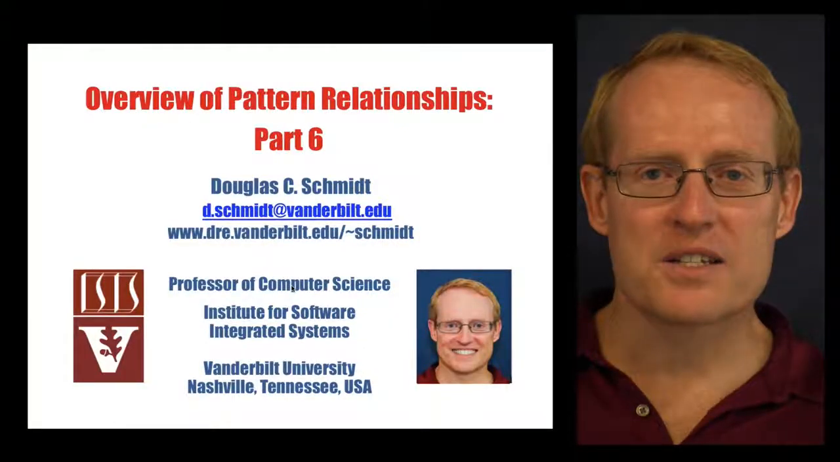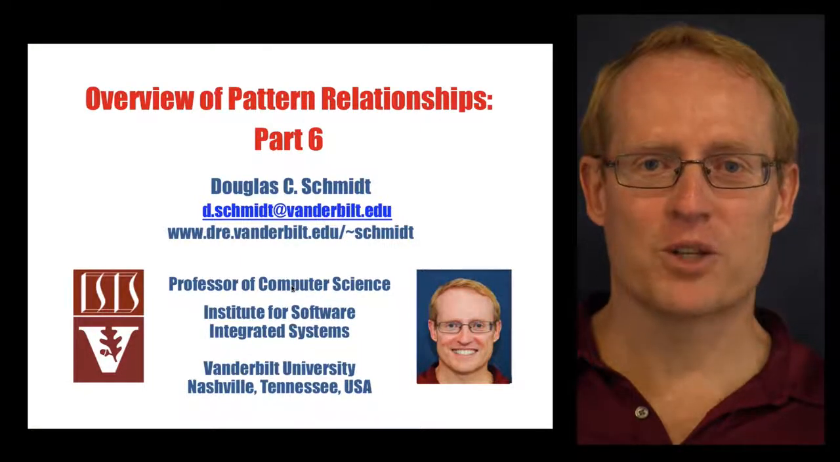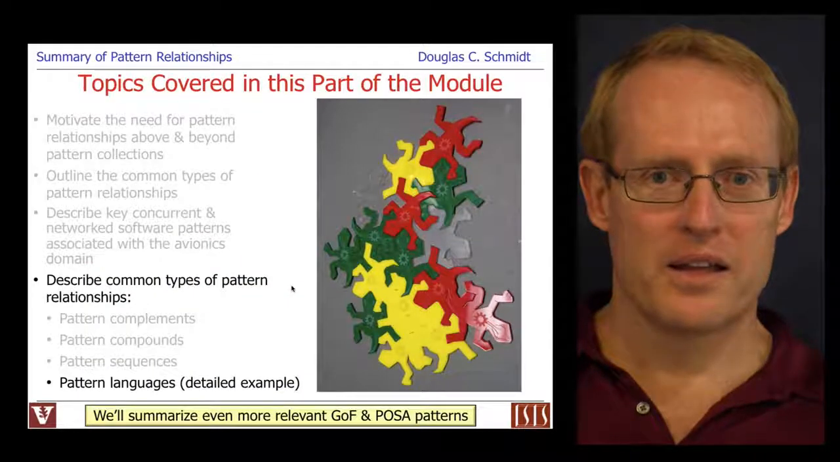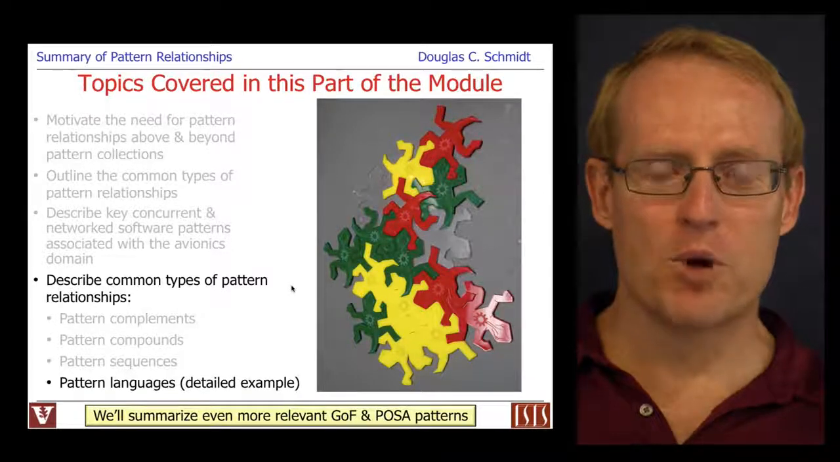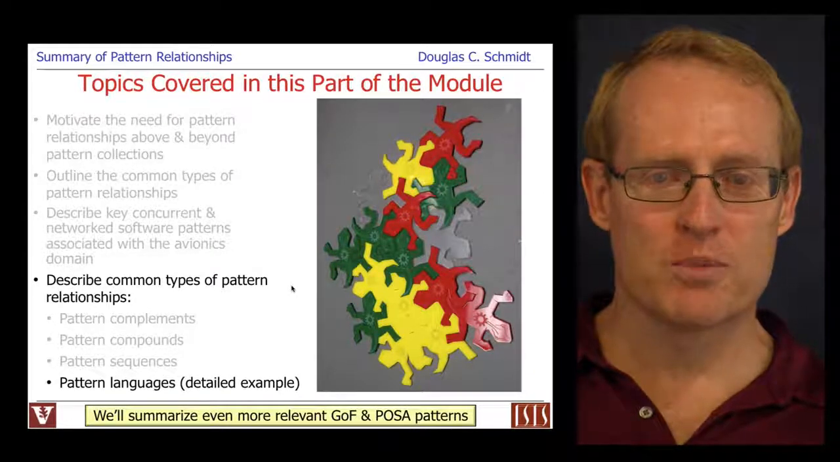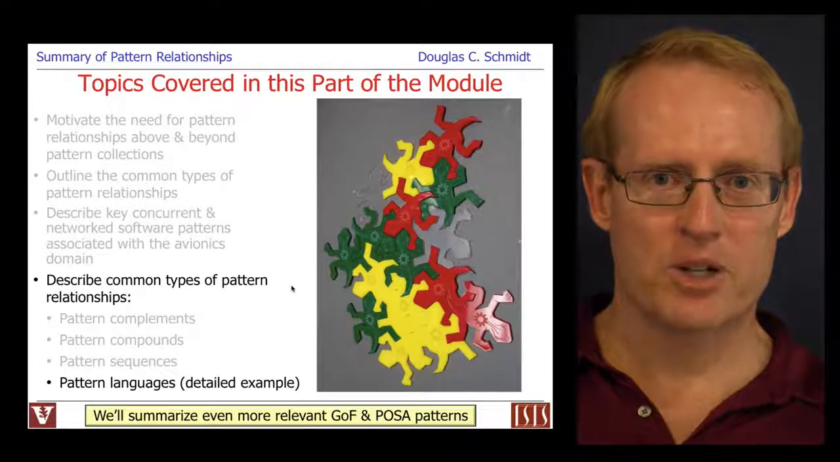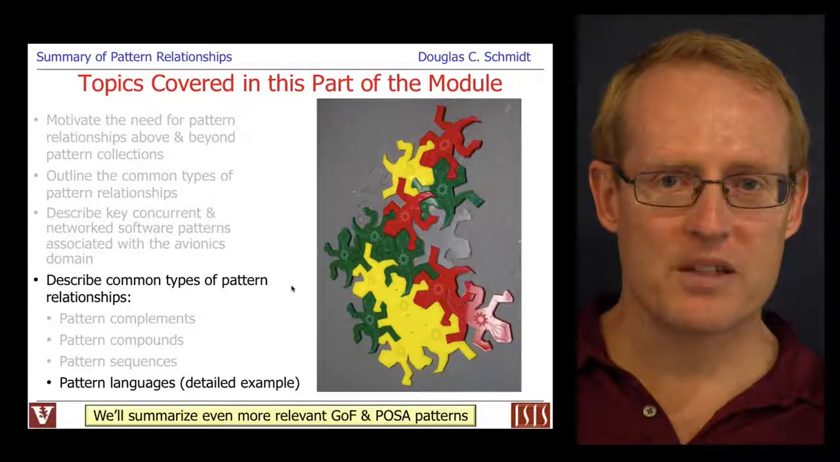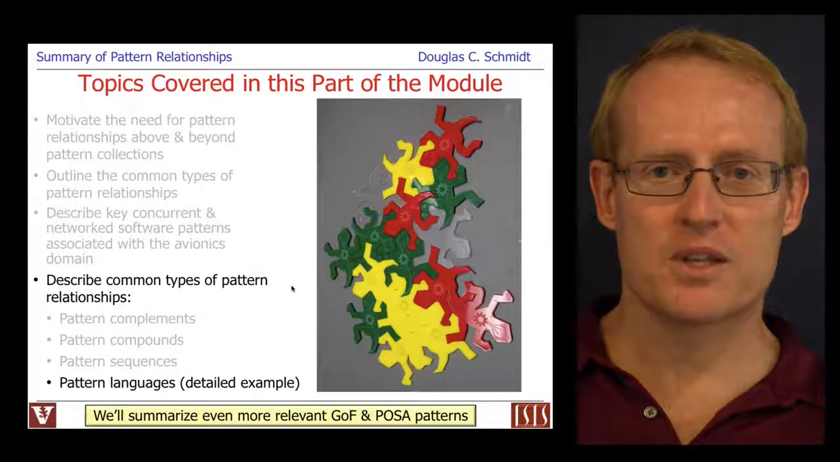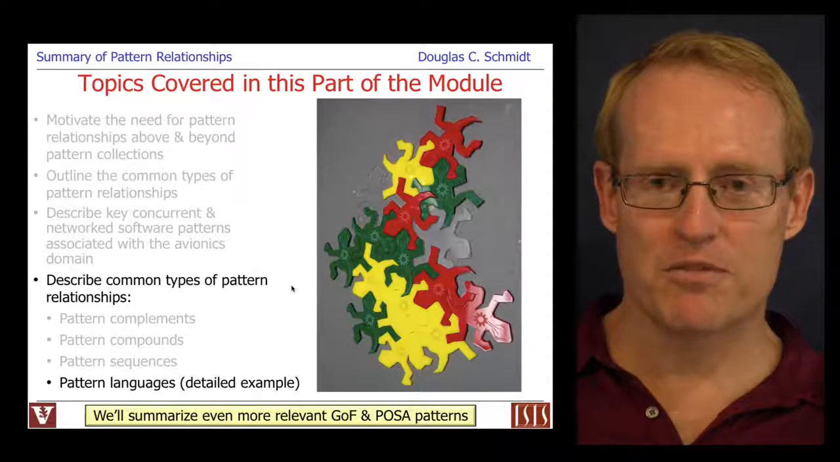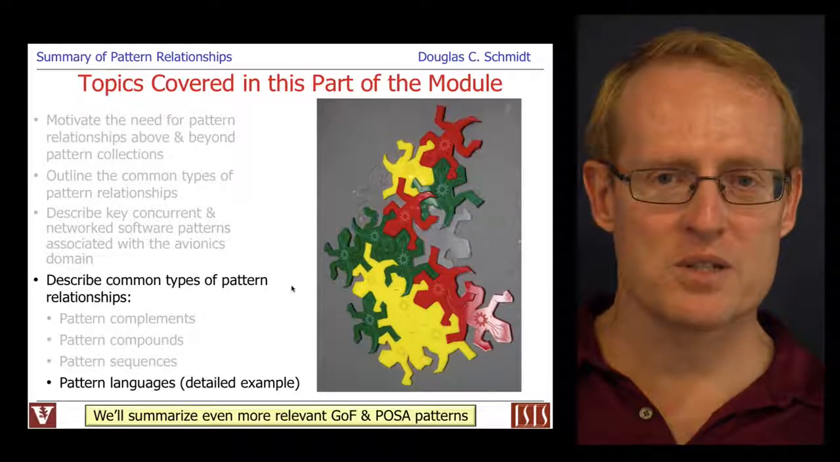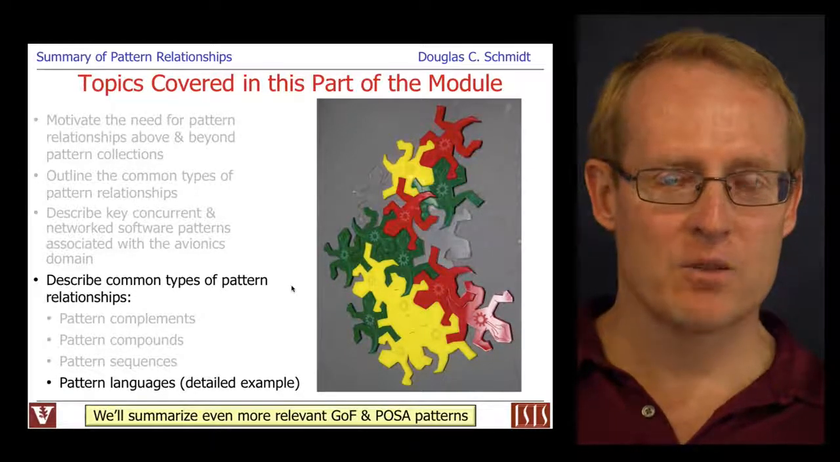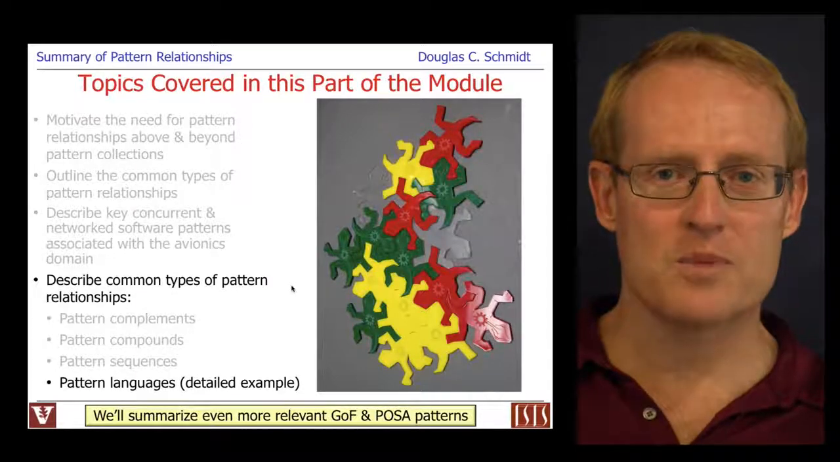Welcome to Part 6 in the module on an overview of pattern relationships. In the previous parts, we've motivated why we need pattern relationships that go above and beyond pattern collections, talked about some of the various kinds of relationships, given an example from the domain of avionics control systems to illustrate some of the key patterns for concurrency and network systems.